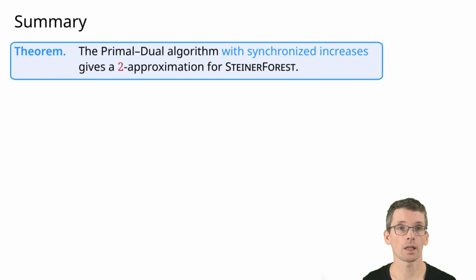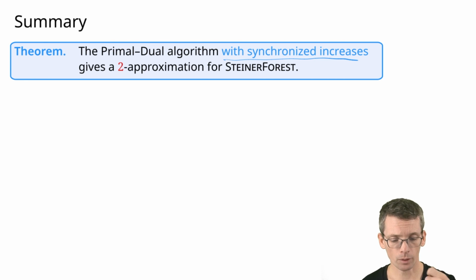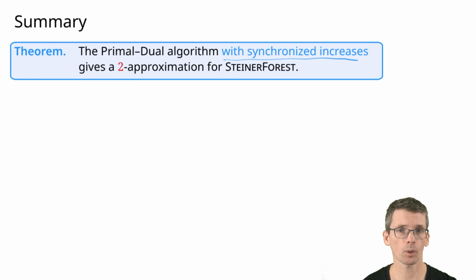So what have we seen? We've seen the Primal-Dual algorithm with synchronized increases. And this approach of synchronized increases also applies to other problems. And this circumvented the problem of making a bad choice of which dual variable to increase first. This gives a true approximation for the Minimum Steiner Forest problem.